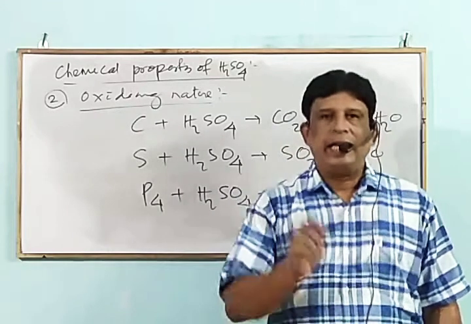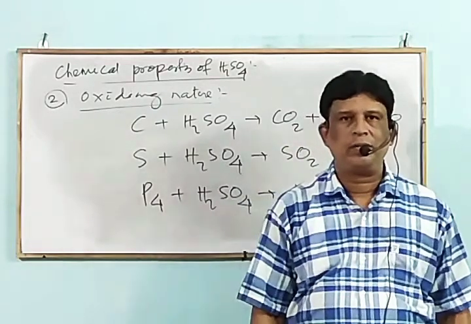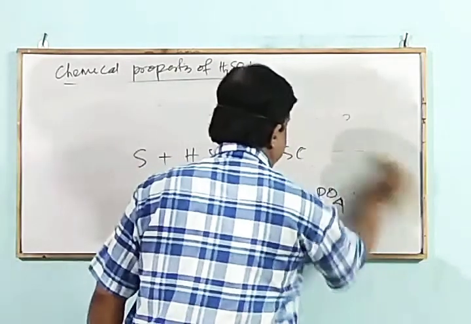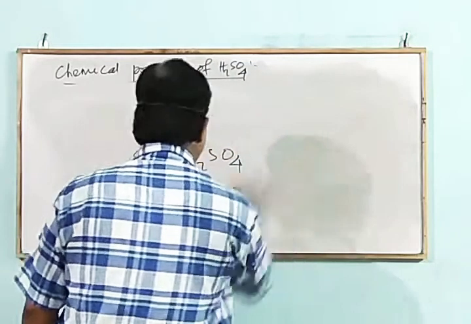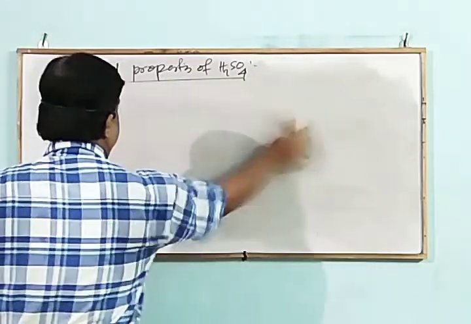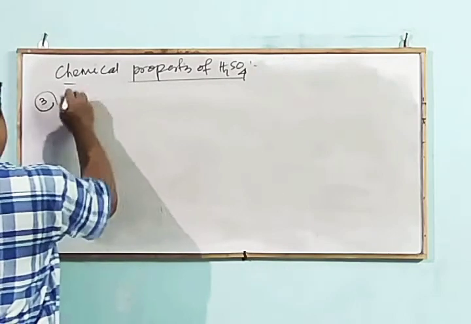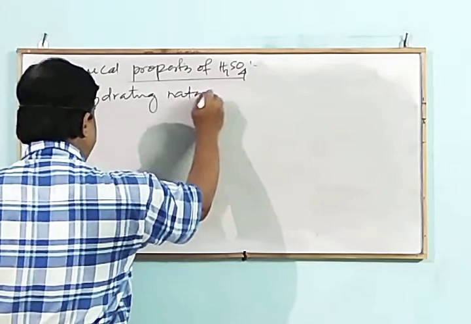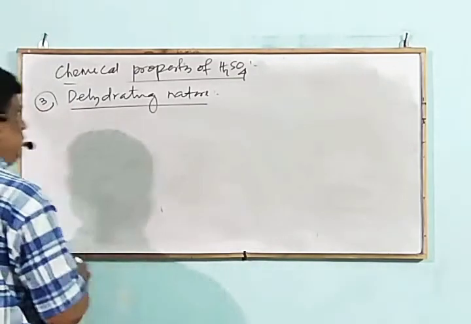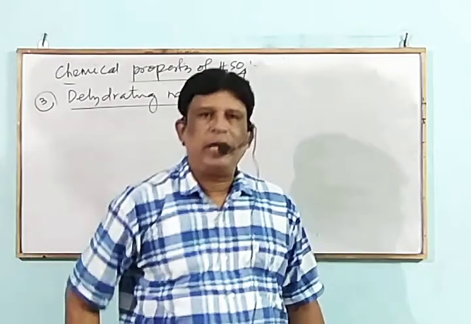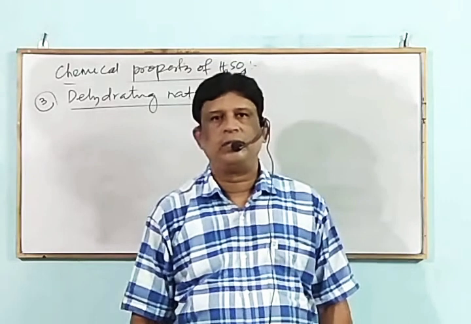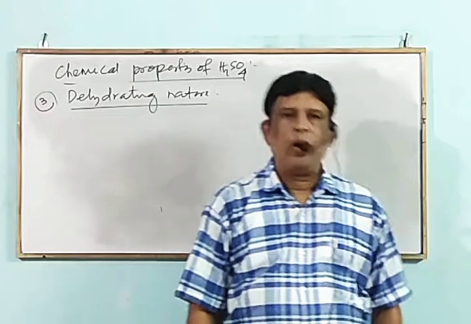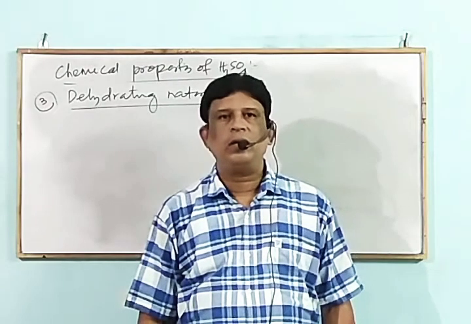Next property is the dehydrating nature of sulfuric acid. Next chemical property, that is the third chemical property, dehydrating nature of sulfuric acid. Concentrated sulfuric acid behaves as a dehydrating agent. So many examples are there for this, that is sugar, wood, charcoal.